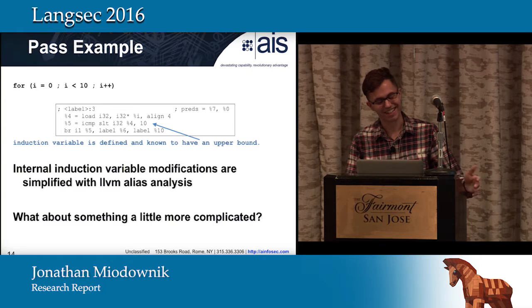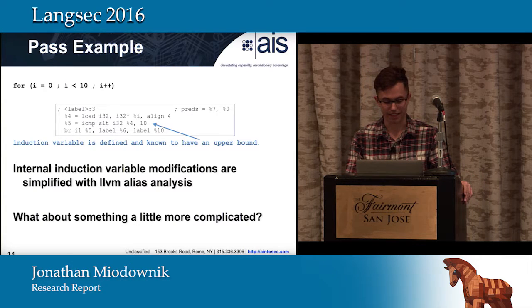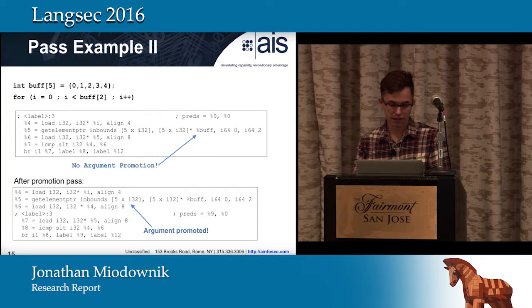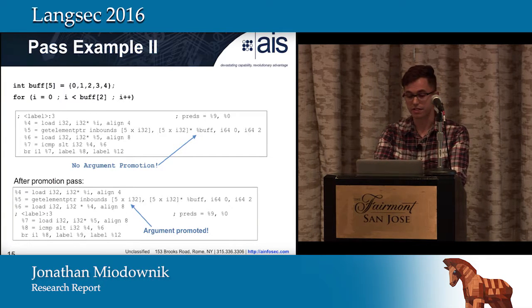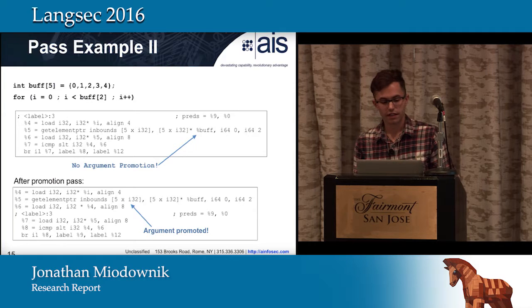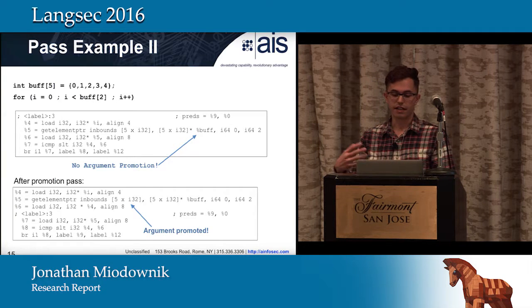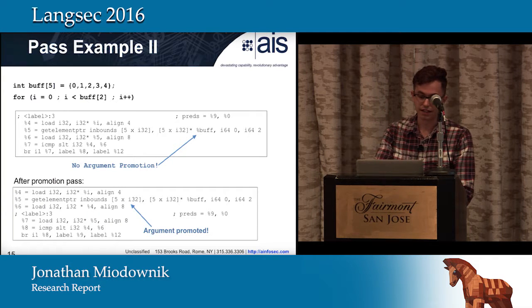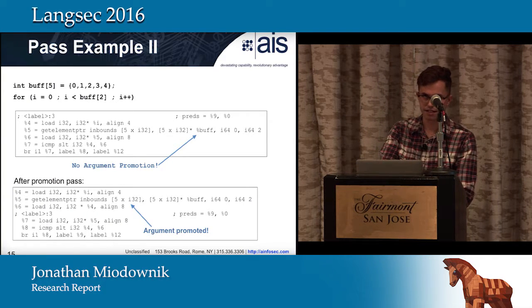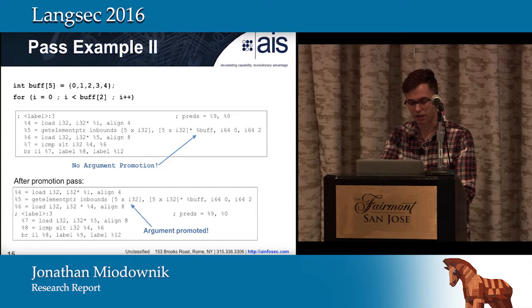But unfortunately, not many people write code like that. So what about something a little more complicated? And this is much more descriptive of what we actually see in the kernel, at least, is that we see some sort of buffer being defined, and we define the upper bound for a loop as one element of that buffer. We see this a lot in drivers, a lot of times in the x86 folder of the kernel.